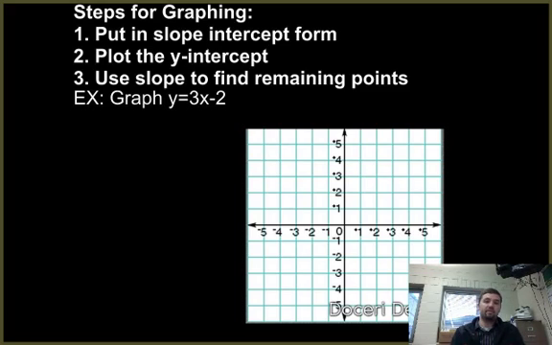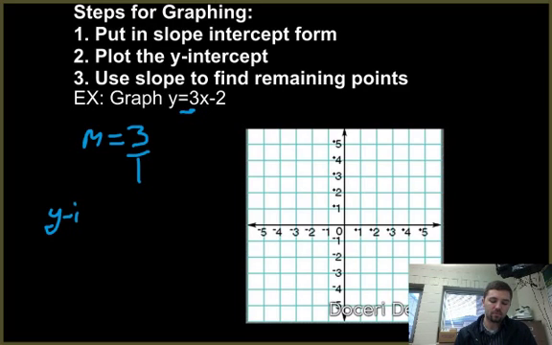Let's actually graph an equation in slope-intercept form. The first thing we need to do is put the equation in slope-intercept form if it isn't already. This example is already in slope-intercept form, so that's fine. First, let's write down what we know about this graph. The slope is 3, which we might even write as 3 over 1 to help us when we graph. The y-intercept is at (0, -2).